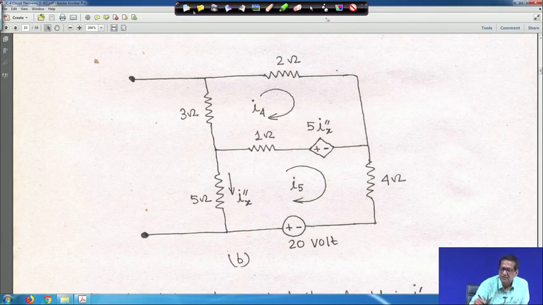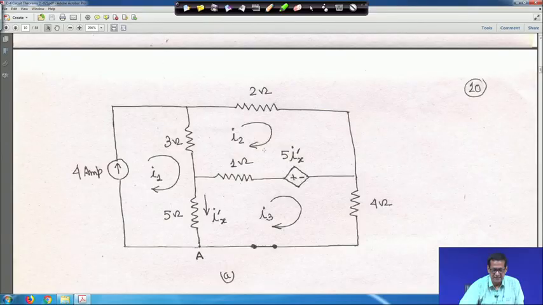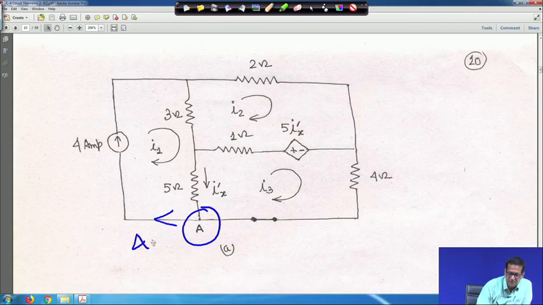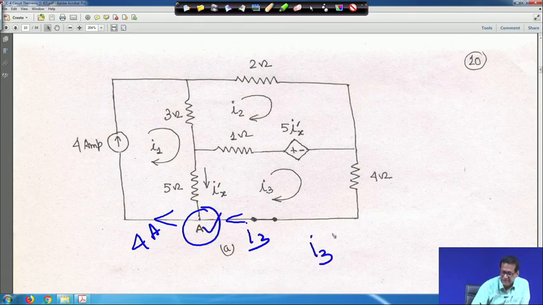So, first you have to solve this circuit. One thing is there, that there is a node A. This 4 ampere current is going like this, and this I3 current, clockwise, we have taken. So, this I3 is also entering the node and Ix dash is also entering the node. If you apply KCL at node A, it will become I3 plus Ix dash, both currents entering the node, and 4 ampere is leaving.